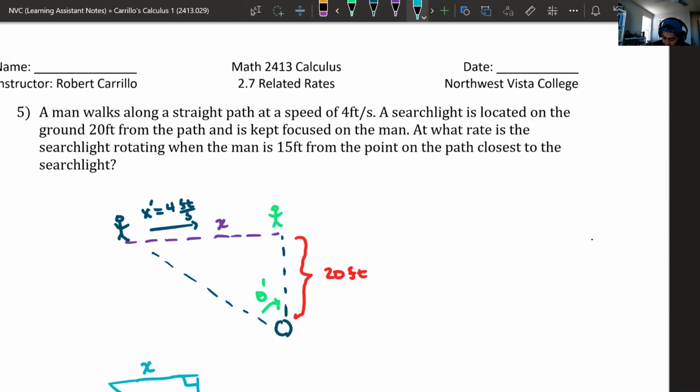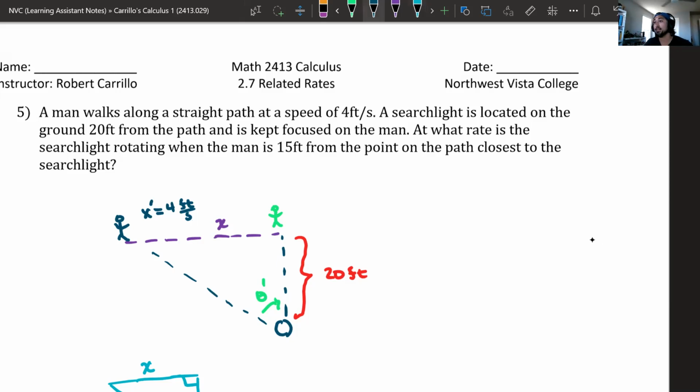So could we say Green Man is where he started? Yeah, and because he's walked 15 feet. But if green is where he started and the light is here, where he ends up would not be the path closest to the light. Because what it's saying is it's 15 feet from the point on the path closest to the light. Oh, I get you. Gotcha. So it's 15 feet away from that. There you go.